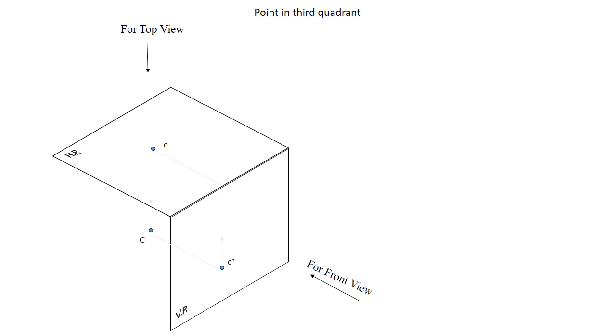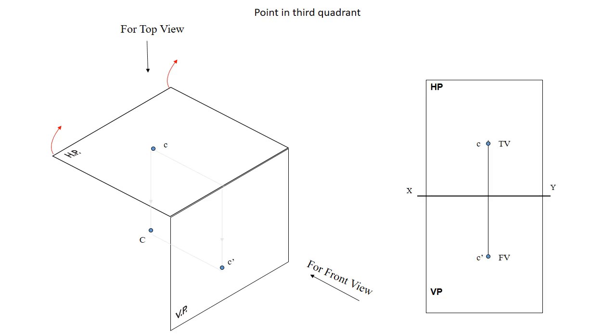Now we want to convert this three-dimensional view into a two-dimensional or orthographic view. For that purpose, we have to rotate this horizontal plane again clockwise by 90°. Then we get the projections. For that we have to draw the XY line. Above the XY line horizontal plane, below the XY line vertical plane when the point lies in the third quadrant, and the projections come as C dash below XY and C above XY.